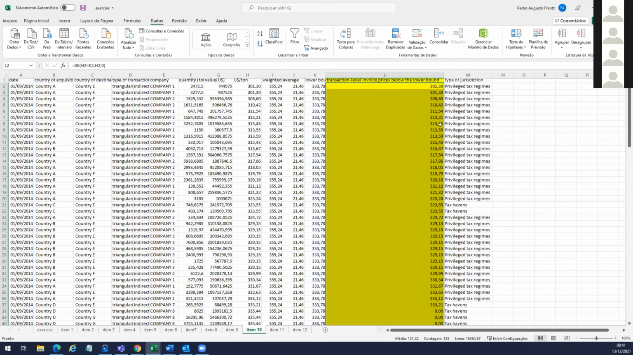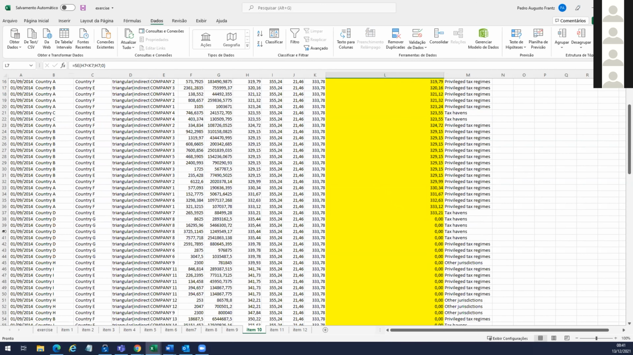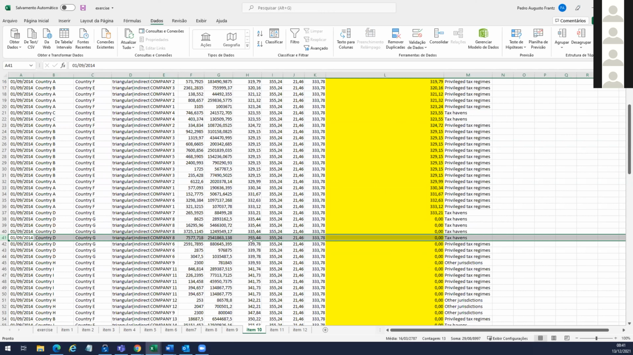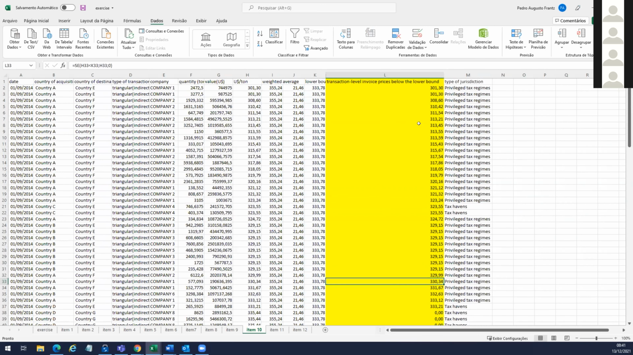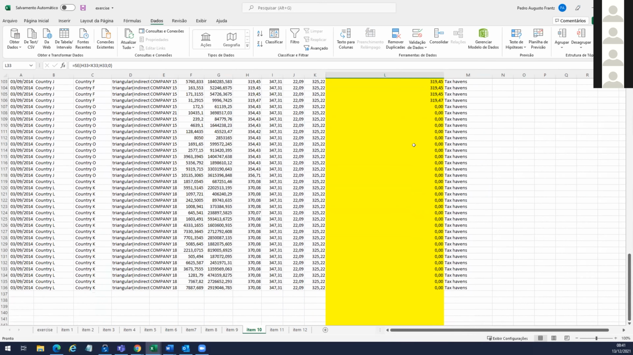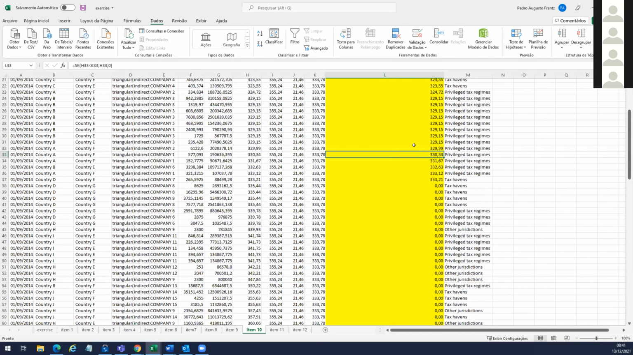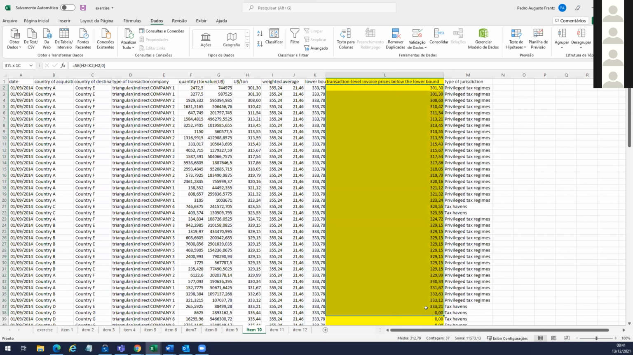Let's check this. 313 is lower than 333. It's okay, the formula works. Let's check here. 335 is above 333, 0. Okay. Then we show here only the prices that are below the lower bound. Our suspicious prices. Okay. Next one.